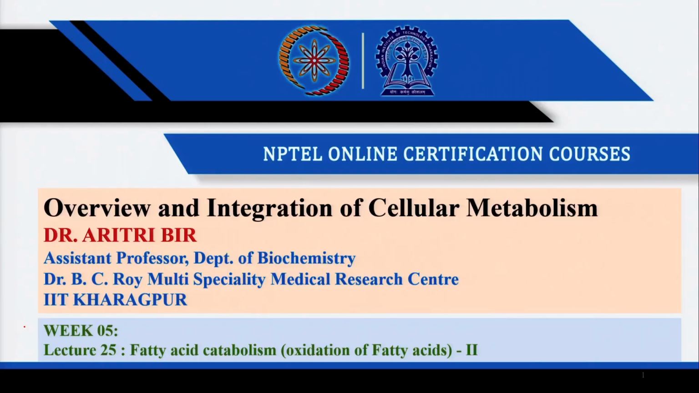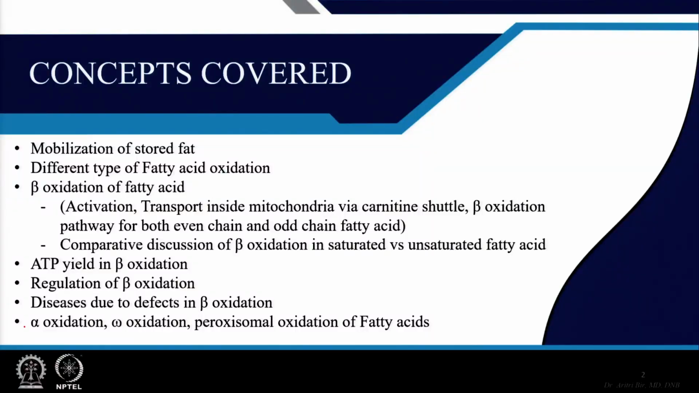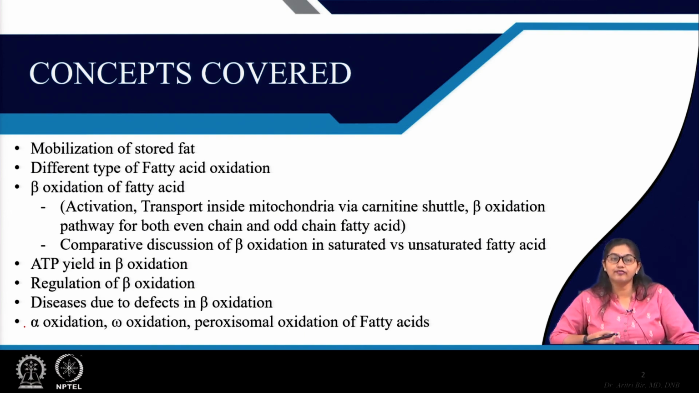Welcome back to the lecture series on overview and integration of cellular metabolism. We are in lecture 25, which is the continuation of fatty acid catabolism. In the previous class, we discussed the mobilization of stored fat and production of free fatty acids, and the different steps of beta oxidation: how activation and transport occur, and finally the 4 important cyclical steps of beta oxidation to produce the product, which is acetyl coenzyme A.